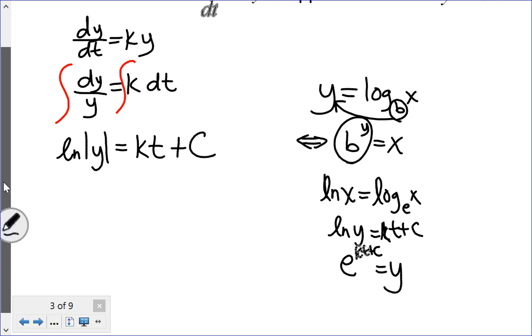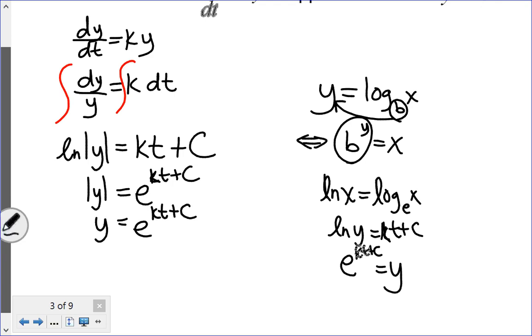Now we have absolute value of y, but we'll see that we don't really need that. So again, absolute value of y is going to equal e to the kt plus c. We don't need the absolute value here because e raised to a power is always going to be positive. So we can just write y equals e to the kt plus c.